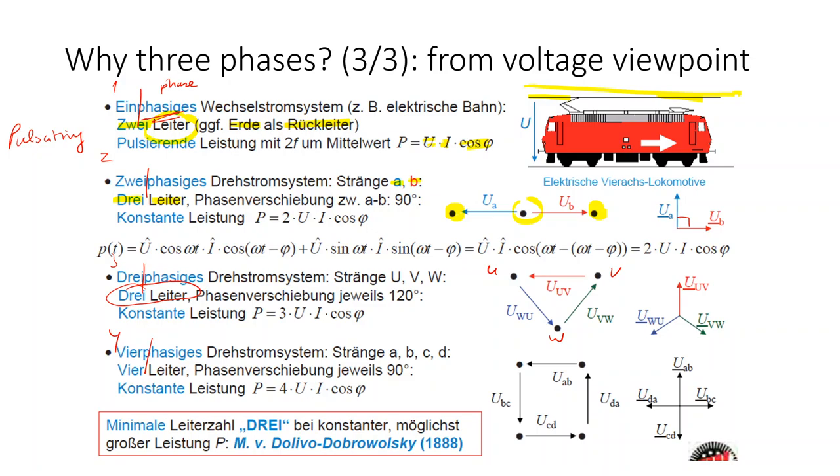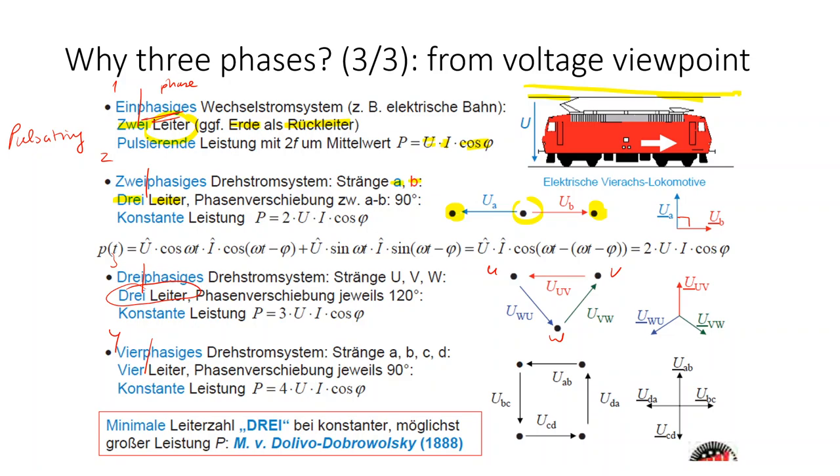Three is the minimum number of conductors we have to use. With three phases, you use just three conductors, and that would result in constant power. The idea is that in power we need constant power. Now you can see that three phases is the minimum number of conductors used which will produce the constant power capability.